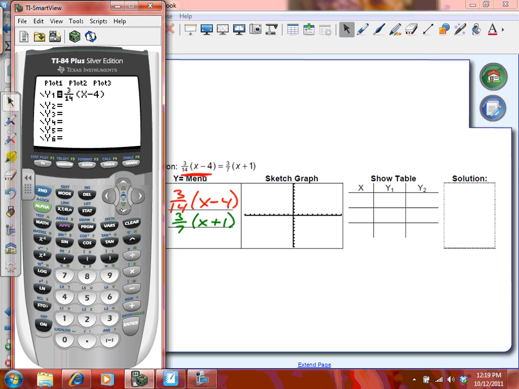We'll go down and do the same thing in y2. We want 3 over 7. So let's do that again. Alpha, y equals. We're using the first one because we got a numerator and a denominator. 3 is my numerator. 7 is my denominator. And in parentheses, I've got to have my x plus 1. Close the parentheses. Now it looks a lot better. Now it actually looks like what we have on our paper. Do the same thing, hit graph.